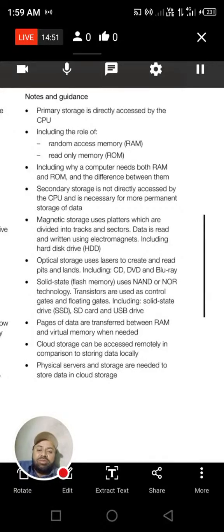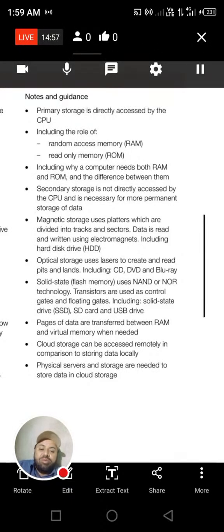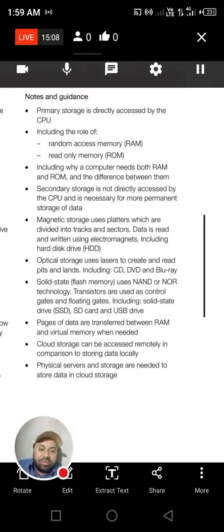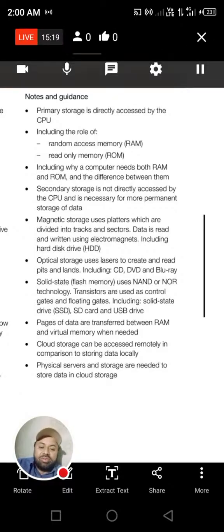Optical storage uses lasers to create and read pits and lands, including CD (compact disc), DVD (digital versatile disc) and Blu-ray. These are examples of optical storage. Solid state flash memory uses NAND or NOR technology, which is the concept of logic gates. Transistors are used as control gates and floating gates. SSDs, SD cards and USB drives are examples of solid state flash drives.